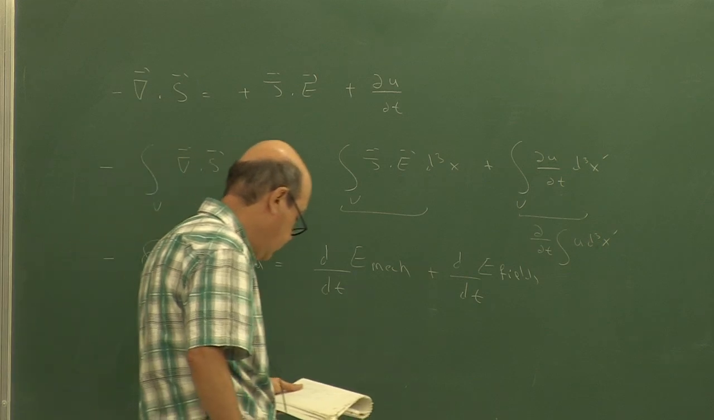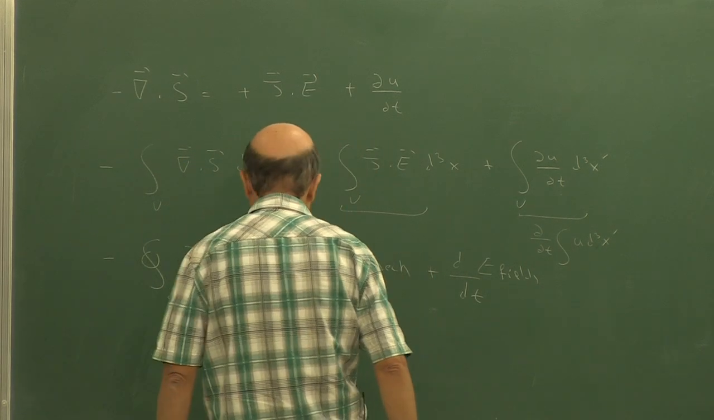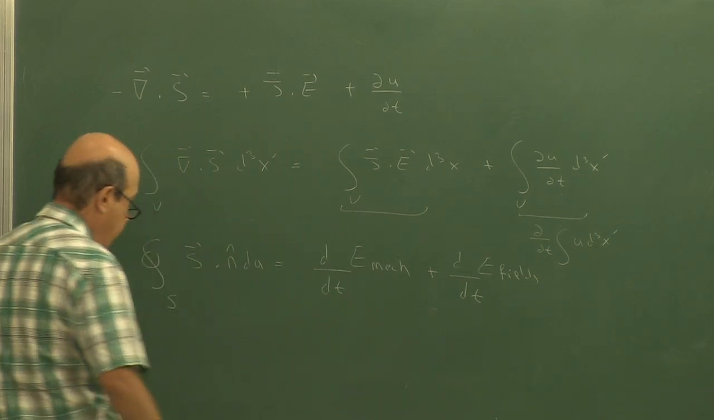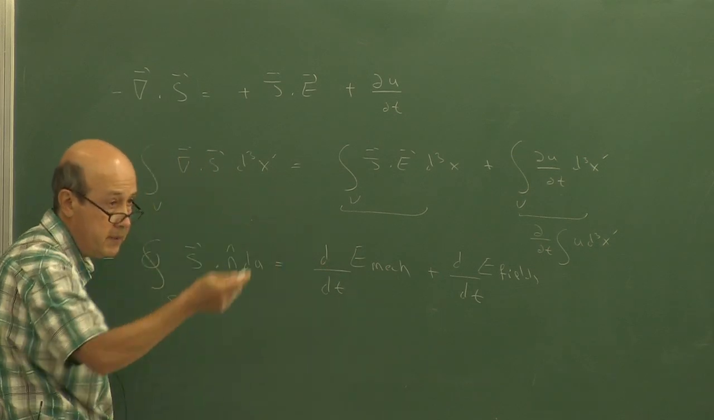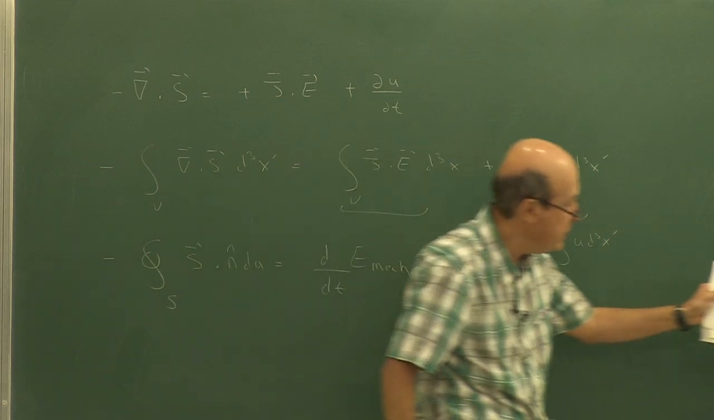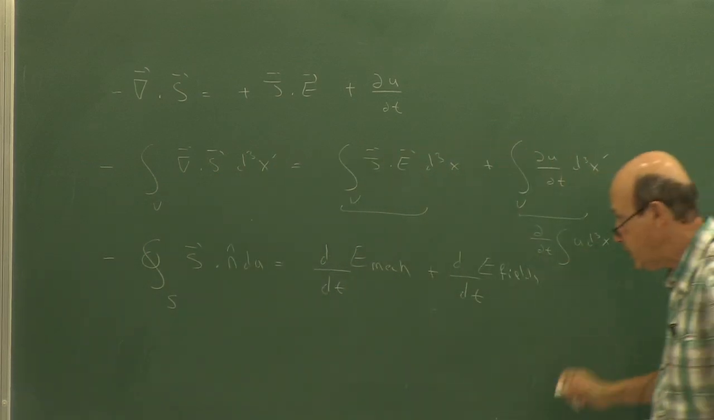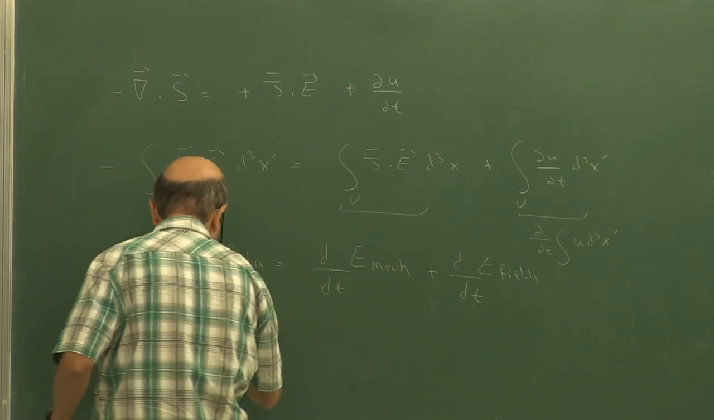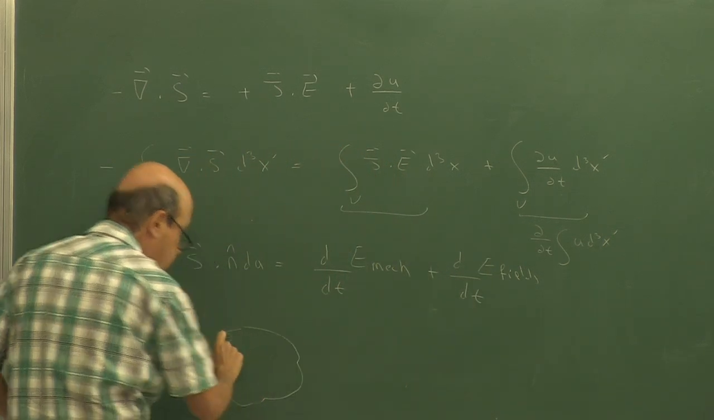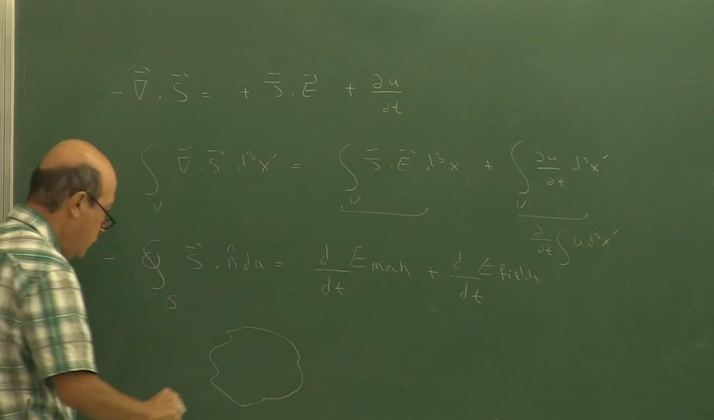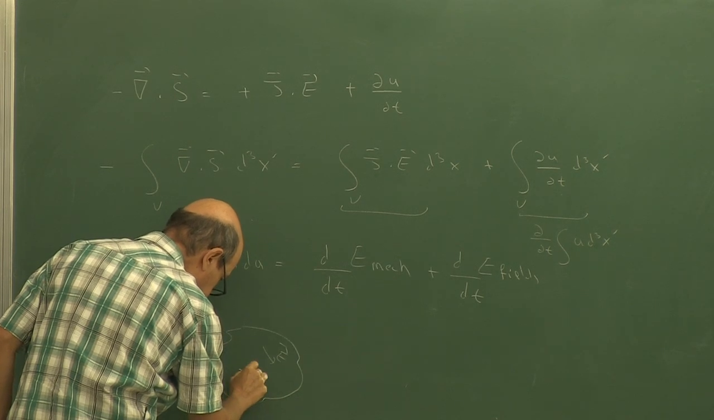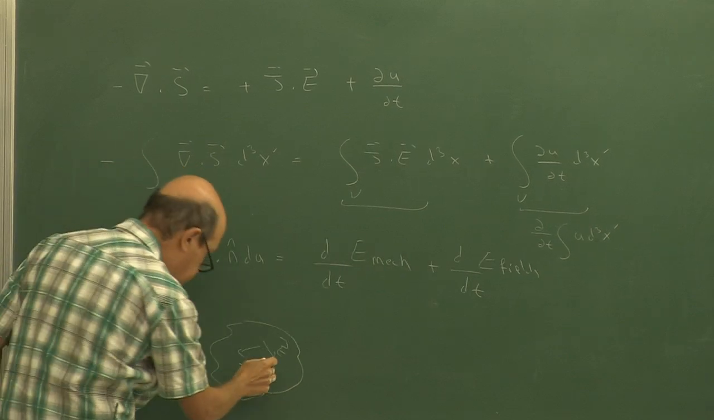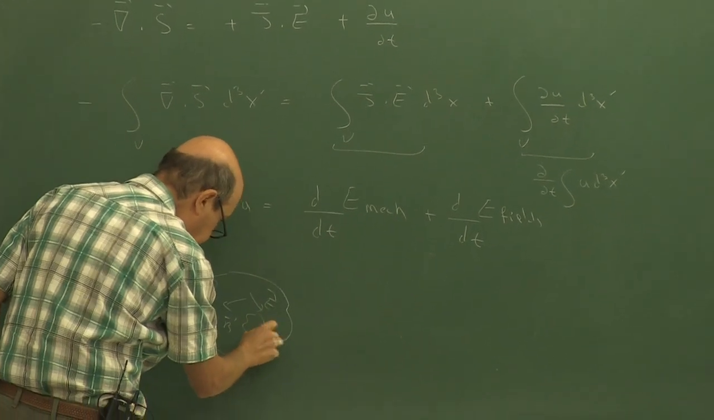So what does this equation tell us now? This is the integral presentation; the other was the differential presentation. The integral presentation tells us the following. Suppose that we have a closed volume. You have some electric fields and some B fields, some wires. On the wires there are some currents.